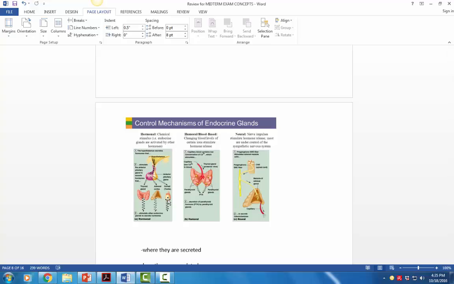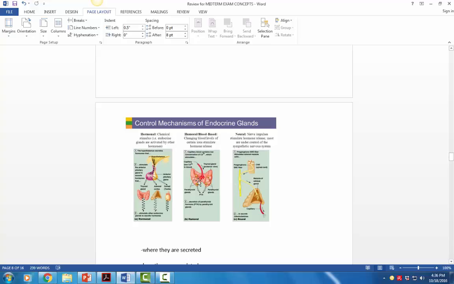Humoral, or blood-based, means there's some chemical in the blood that is stimulating an endocrine gland. So here we see the parathyroid glands near the thyroid. When they detect changes in calcium from the blood, for example, low blood calcium, then the parathyroid glands secrete parathyroid hormone. So the stimulus is something in the blood.